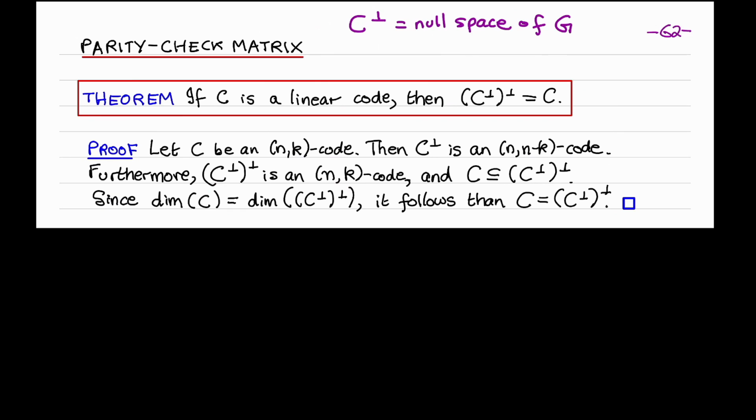But remember that every vector in C perp is orthogonal to every vector in C. And so C is contained in the dual of the dual code of C. But now both C and the dual of the dual code of C have the same dimension k, which means that they both have size q to the k. Hence, since C is contained in the dual of the dual and they have the same size, they must be equal to each other, which gives us our result.